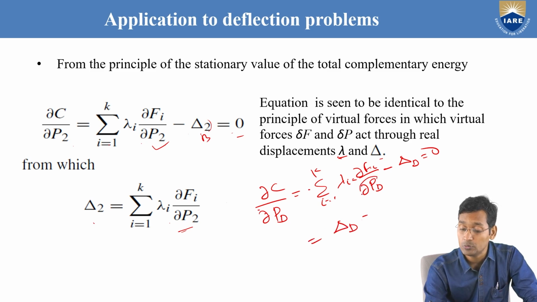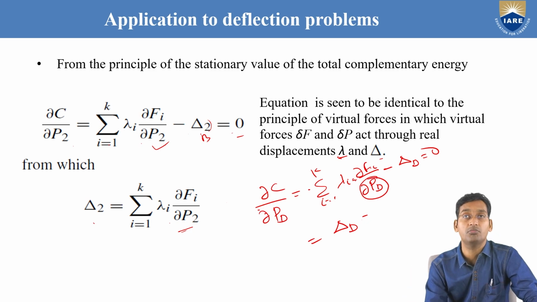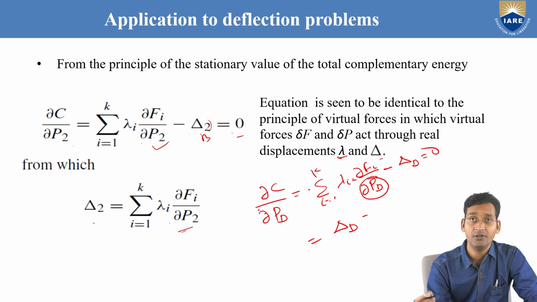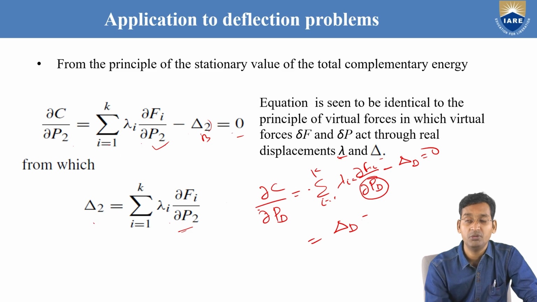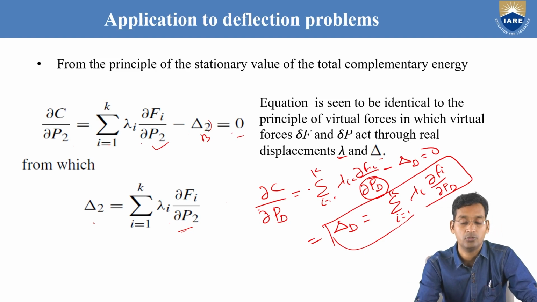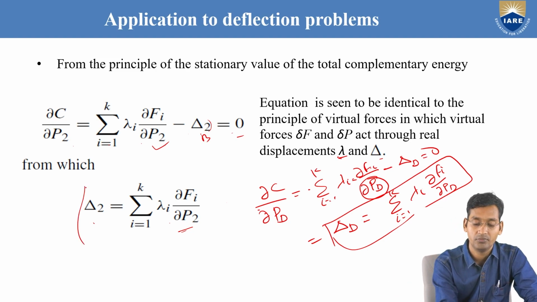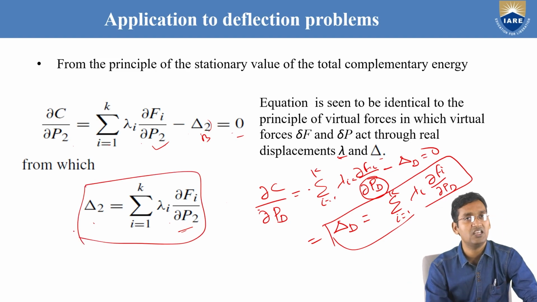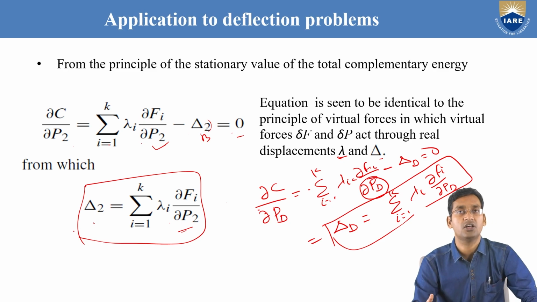So just see, with respect to PD you have to differentiate, that you have to remember for finding D. For finding B, with respect to PB we have to differentiate. So from here delta D will equal the sigma i equals 1 to K of lambda i dou Fi by dou PD. So this will be the deflection for the second part of the question, and this will be for the final.